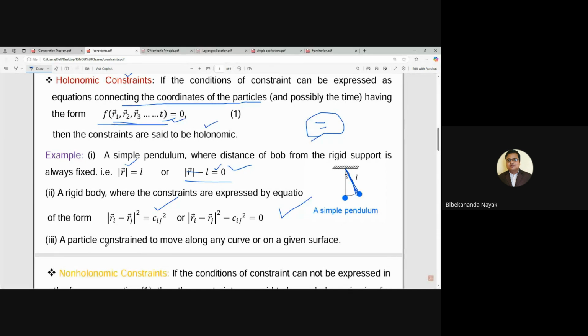Third is the particle constrained to move along any curve or a given surface. The particle is constrained in position. Suppose a particle moving on a sphere of radius r, then it is always r, fixed.